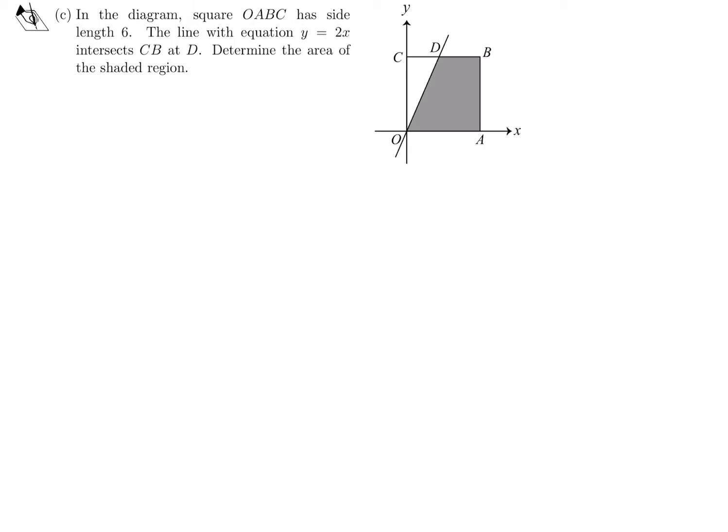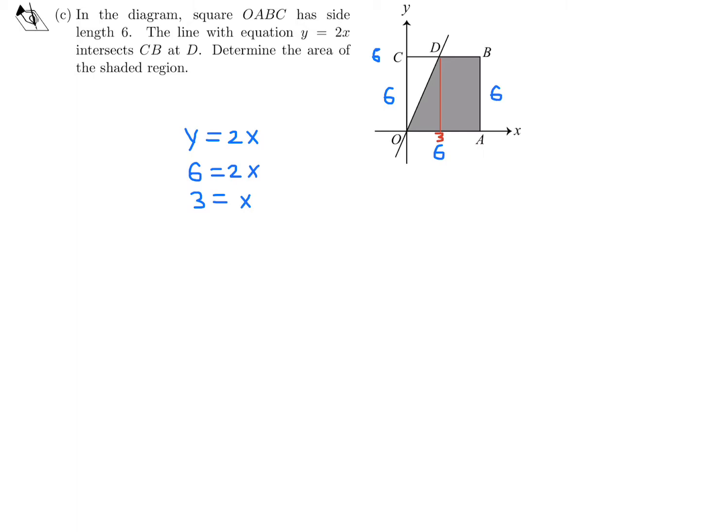Well, this line right here is y is equal to 2x. And the square has side length 6. So that means that this coordinate is 6, this point on the y-axis. So if y is equal to 2x, when y is 6, what is x? Well, using this equation, x is 3. So that means if we draw this straight down, it will be 3. So at this point right here.